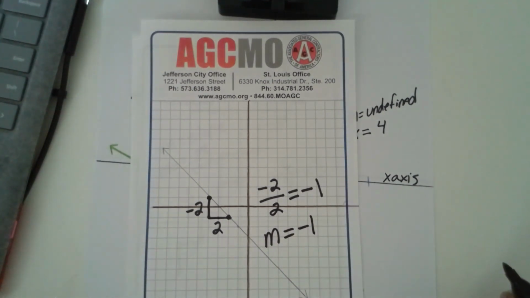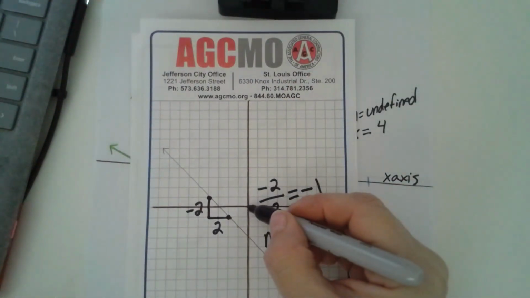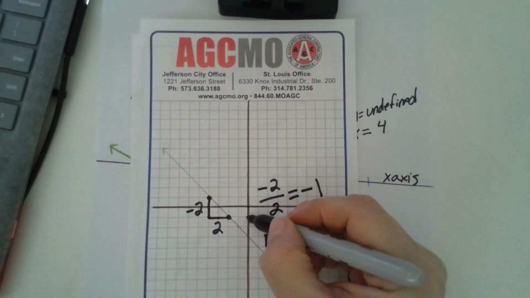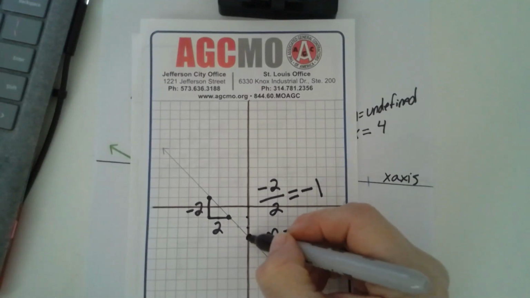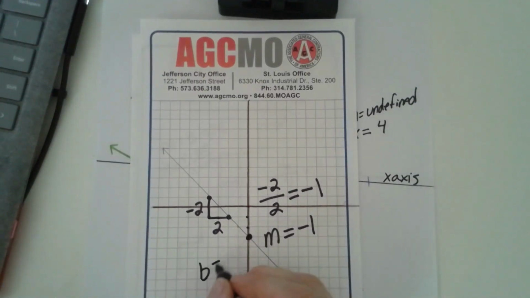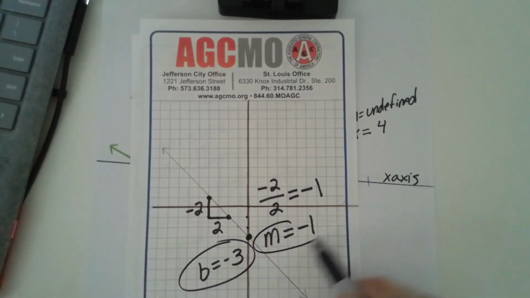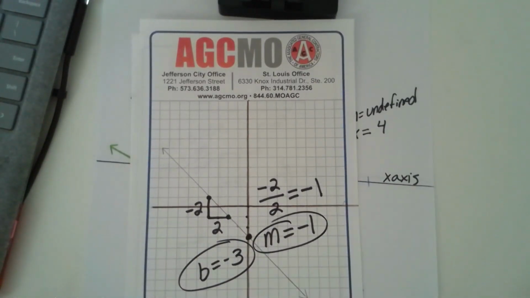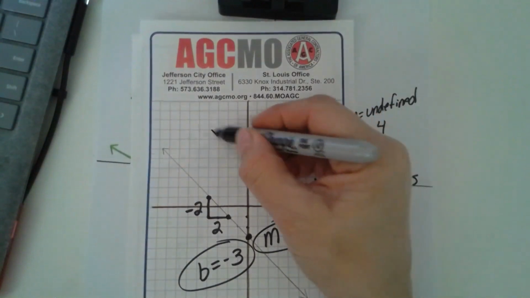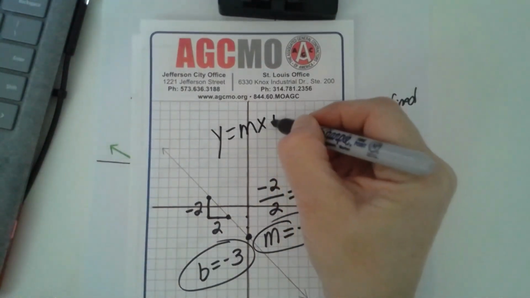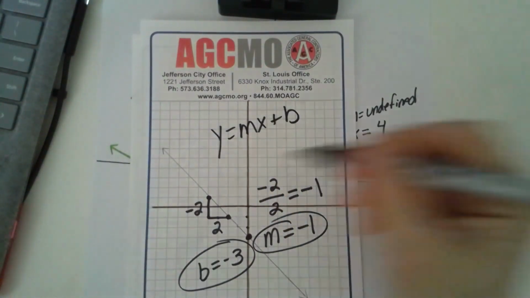What is my intercept here? Where does this cross the y-axis? It crosses the y-axis at negative 1, negative 2, negative 3. So that means my b is negative 3. If we know our b and we know our slope, we can write the equation to this line because we know y equals mx plus b is the format.